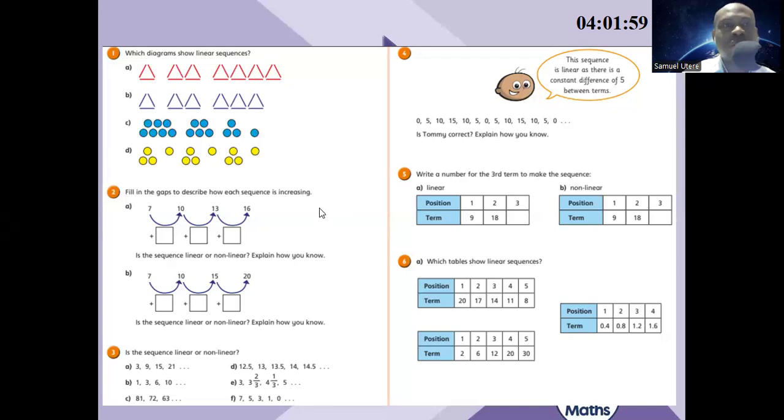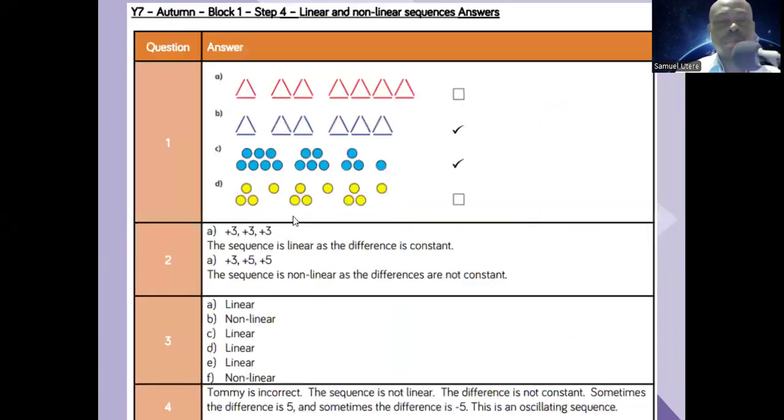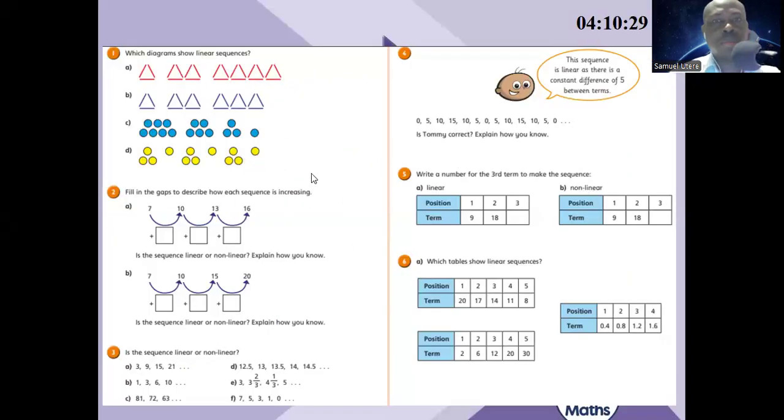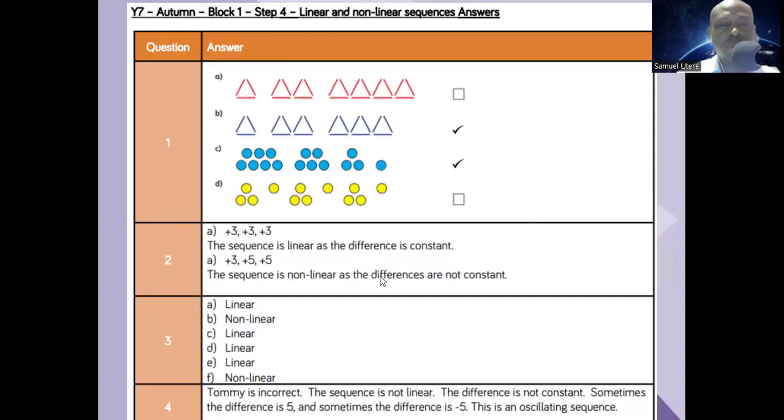Okay. So let me zoom in. Let's see if I can zoom in. Okay. I can zoom in now. But here are the answers for you to check what you've done.